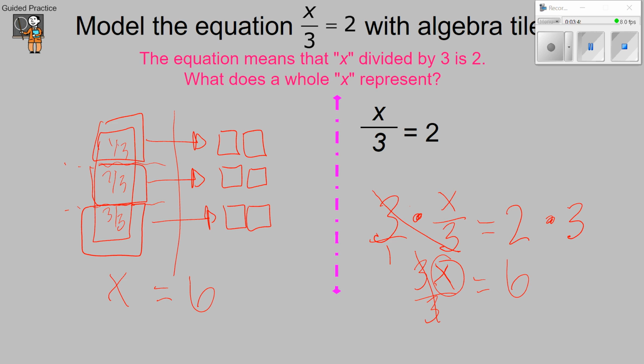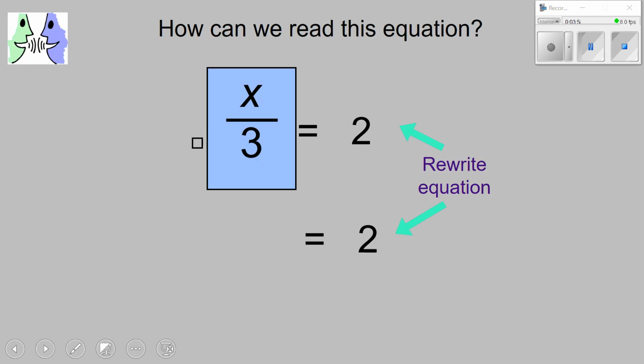Okay? So now we're going to think about the same exact problem, only we're going to look at it from a different perspective. How can we read this equation? Same one, right? X divided by 3 equals 2. But what's another way? Before, we rewrote it as a division problem. But how could I write it as a multiplication problem? Dividing by 3 is the same as multiplying by what? Well, we know that the answer to that is multiplying by the reciprocal. So 1/3 of x equals 2. Okay?